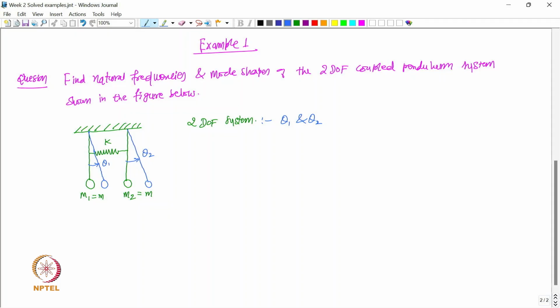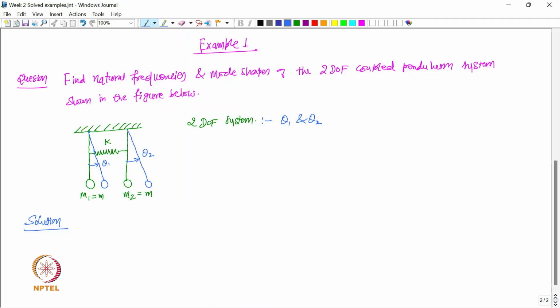Our steps would be: first we will write the governing equations of motion, and then we will solve those equations to find the natural frequencies and mode shapes. Let us do that now. Let us have the solution. We would consider the pendulum to be displaced from the rest position, the mean position, which is the vertical position of the pendulum, and then make the free body diagram of each pendulum so that we can apply Newton's law to the pendulum's motion.